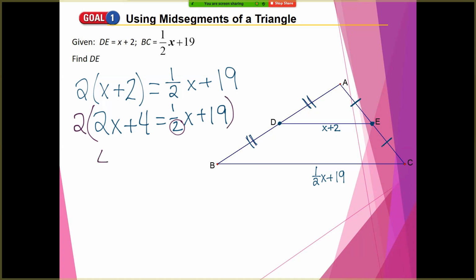So 2 times 2x is 4x. 2 times 4 is 8. Then my equal sign.